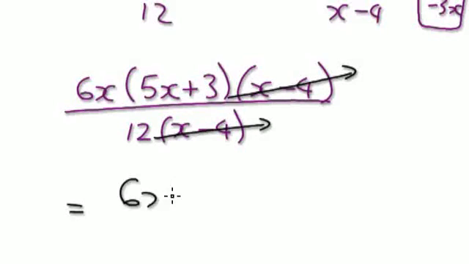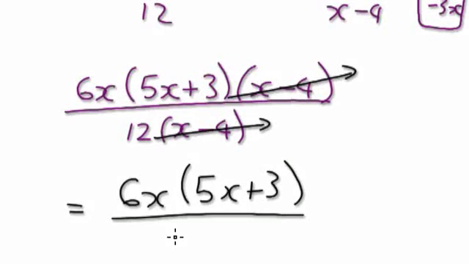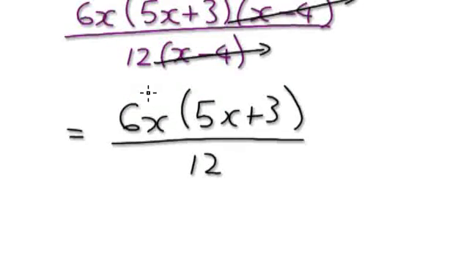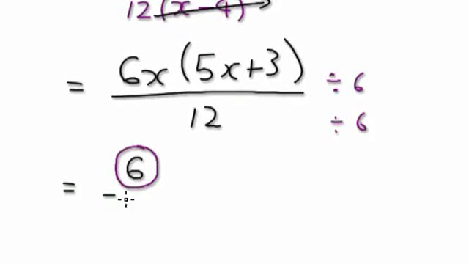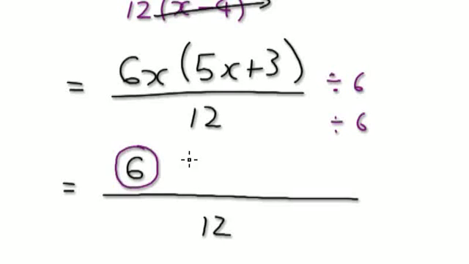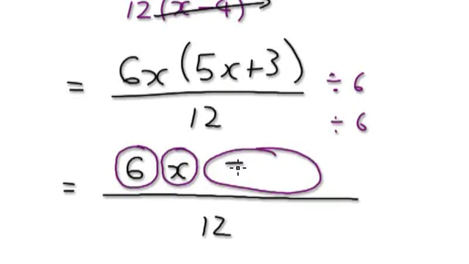So this becomes 6x over 5x plus 3 over 12. You can imagine this as being one bubble multiplying with this bubble here. Let's divide top and bottom here by 6. So I can imagine this 12 as 6 times an x, and then you've got times another bubble over here, 5x plus 3.